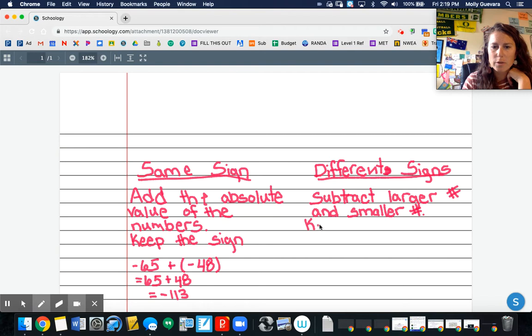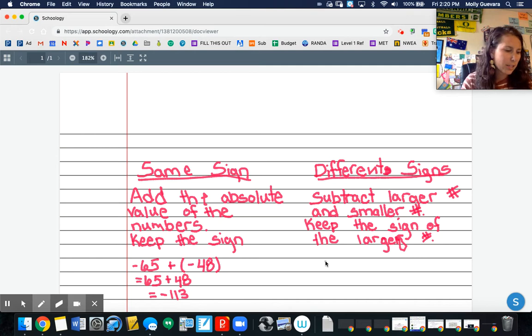And then we're going to keep the sign of the larger number. Whatever sign the larger number is, that's the sign you're going to keep. So this is just a nice little review. I'm fully confident in your ability to add and subtract numbers, okay? Just a nice little review of what we're looking at.